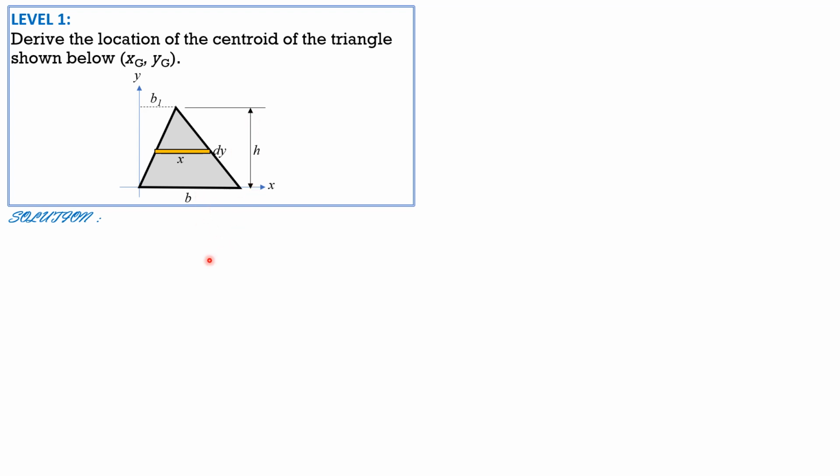So the base is given as b, and let's express x in terms of the variable y by similar triangles. So the distance of any point on this horizontal strip from the x-axis is just y. So y is just y sub c, the centroid of this strip, and therefore this is h minus y because the height is h. So area is the integral of x dy, length of strip times dy, the area of this rectangular strip, and it is from 0 to h.